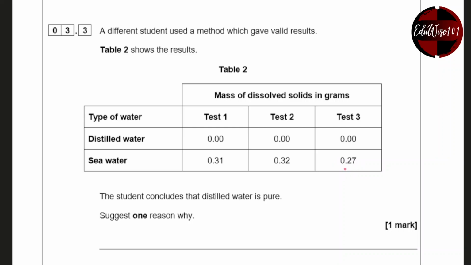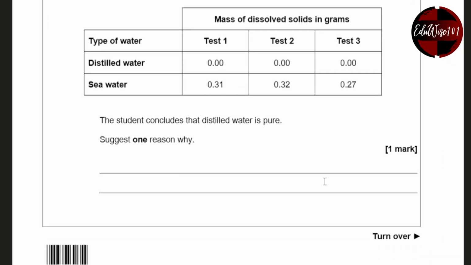The student concludes that distilled water is pure water. Suggest why. Give one reason. Why? Because there's no increase in mass of dissolved solids. Because it's pure water, everything's got evaporated. So there is no dissolved solids.